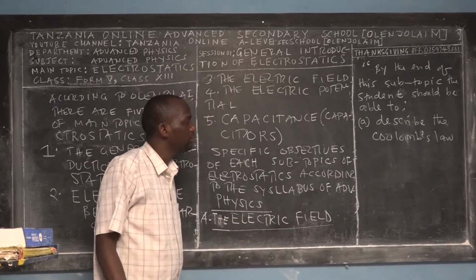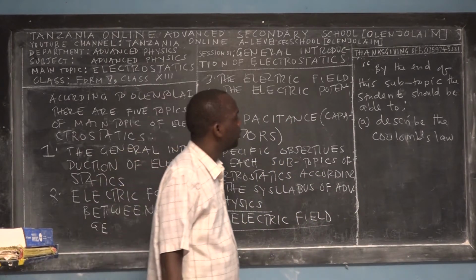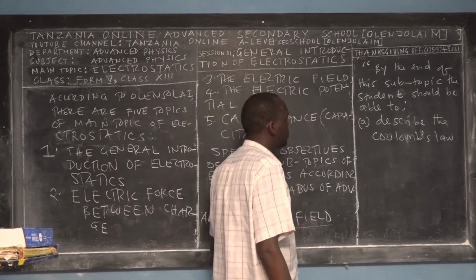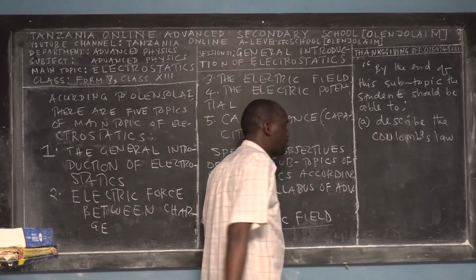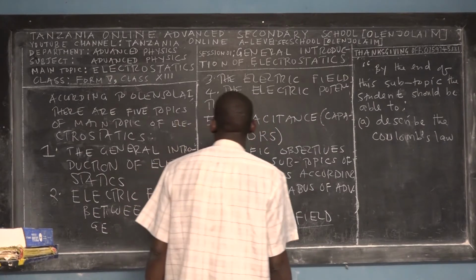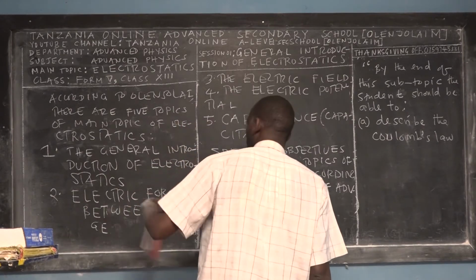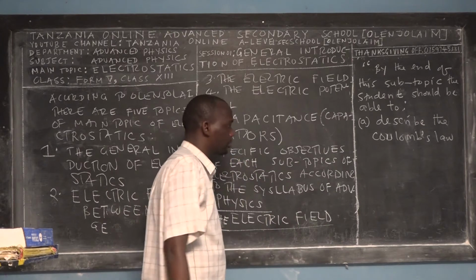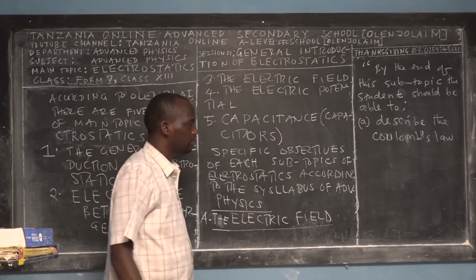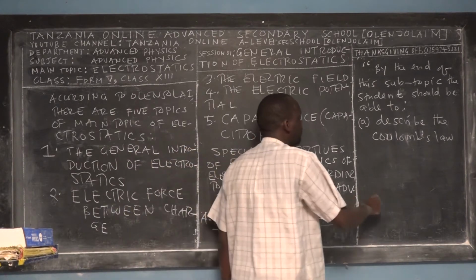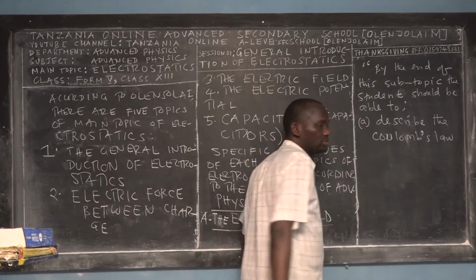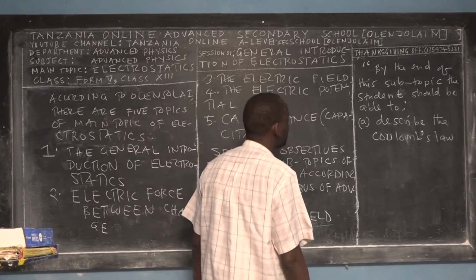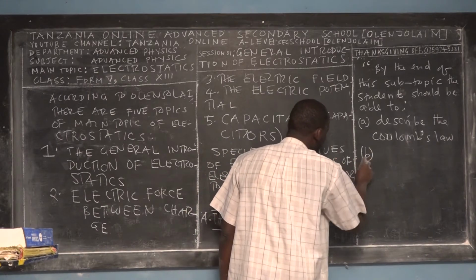The student should be able to describe Coulomb's law. And I want to tell you that we are going to cover Coulomb's law in detail in the second topic of Form Four, electric force between charges, because Coulomb's law mainly explains the force of repulsion or attraction between two charges. Right? There are three specific objectives.